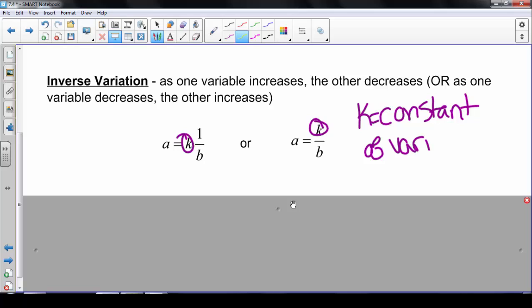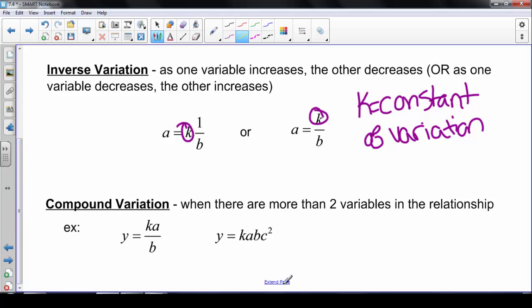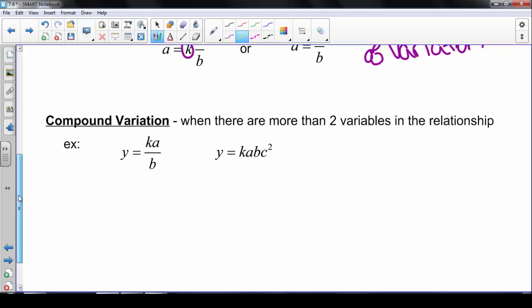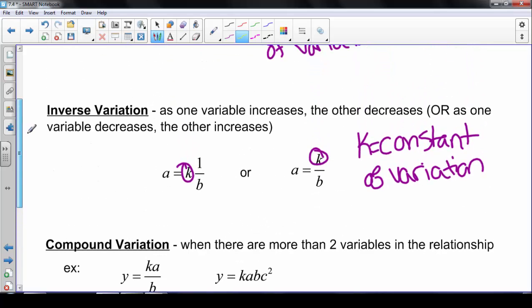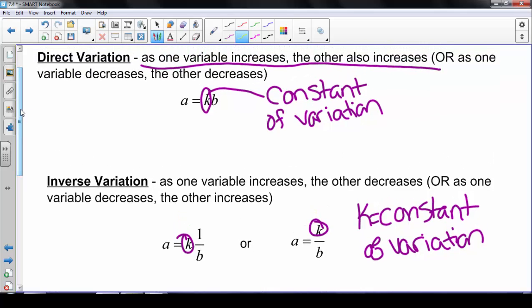So the k will be different for each problem, but within each problem, that k is going to be the same. And if that's confusing, we'll get to those. Compound variation is just when you have two or more variables in the relationship, so you're doing multiple variations at the same time.